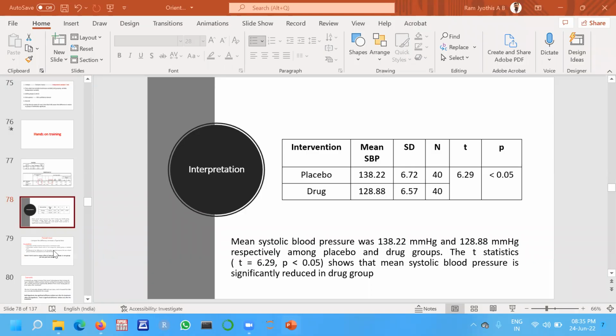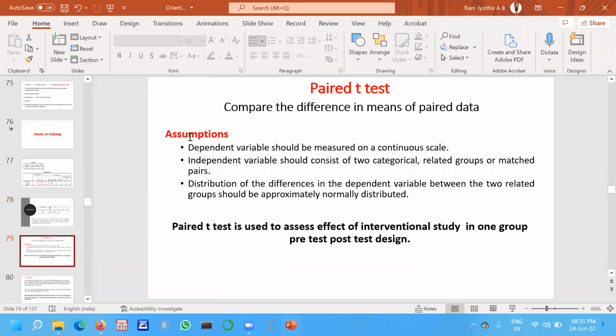Okay. Now let us see the next parametric test, that is the paired test. Student's t-test is the most commonly used parametric test in your studies, isn't it? Here you are comparing two different groups. Now the next one is the paired t-test. What is it meant for? It is used for comparing the difference in the mean of paired data. That means the same sample.